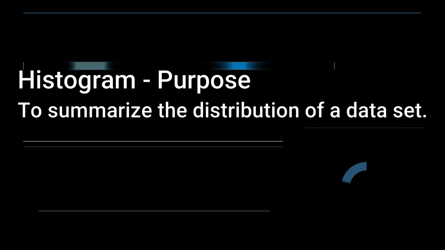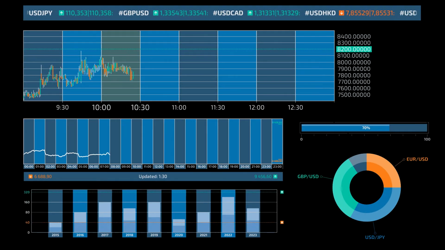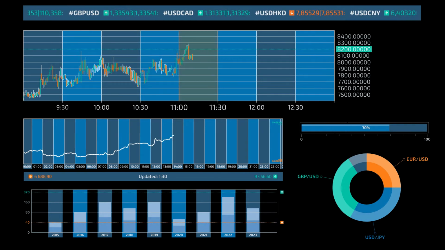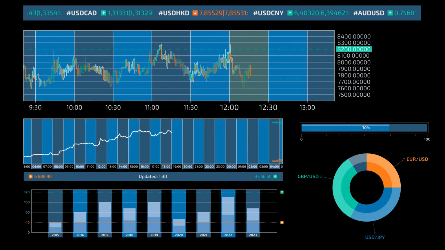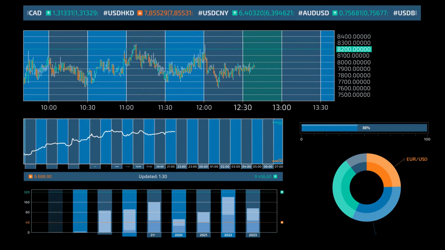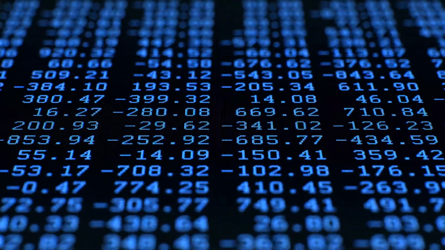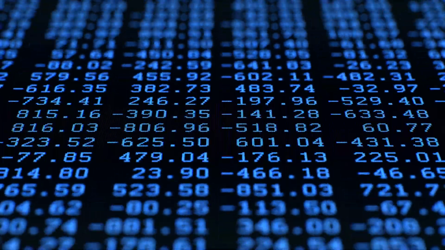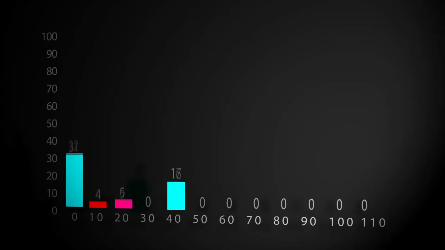So what is the purpose of a histogram? Well, to summarize the distribution, to give you a picture, an image, a description of what your data looks like. Because when you look at graphs, lines, rectangles, squares, you can get a better idea of what the data looks like instead of looking at numbers and decimal places and dollar signs and negatives.